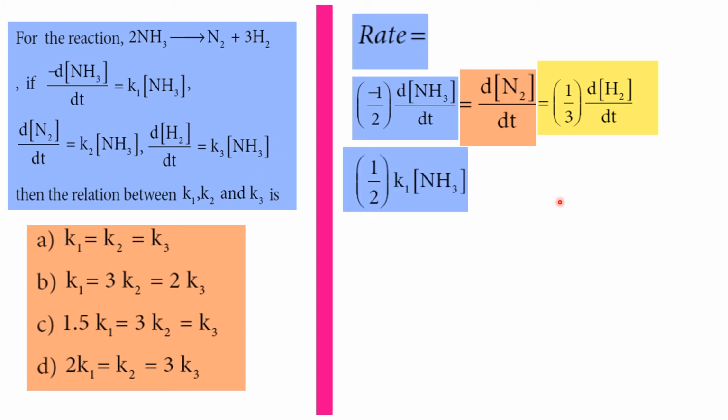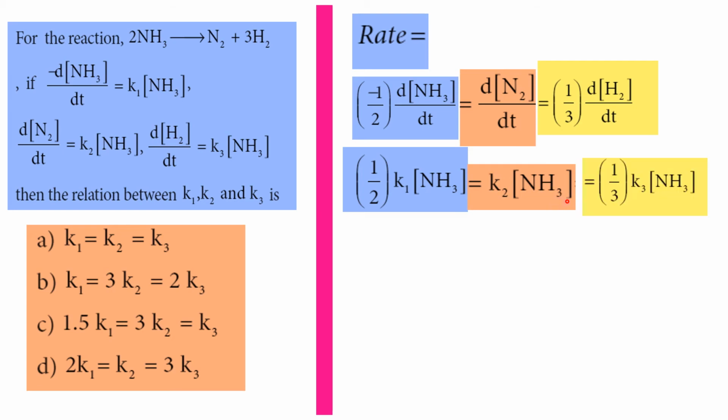Put the values. 1/2 here ammonia, K2 into concentration of ammonia, next 1/3 into K3 into concentration of ammonia. Here minus, so that will be plus will come. Minus, so minus இதோட வேல்யூ தான் நமக்கு என்னது K1, so minus போயிடுச்சு.